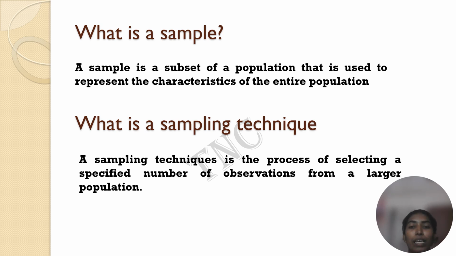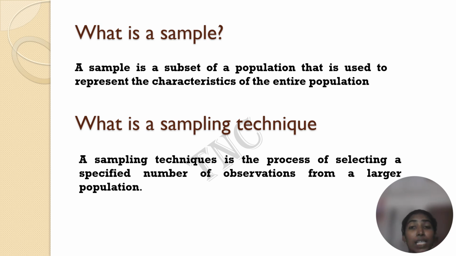A sample is a subset of a population that is used to represent the characteristics of the entire population. So if my population size is 1000 in number and I need to collect data from just 100 people, then I need to select the 100 people in a way that they represent the entire population. So sample is a subset of a population. So they are going to be the representative of the entire population.